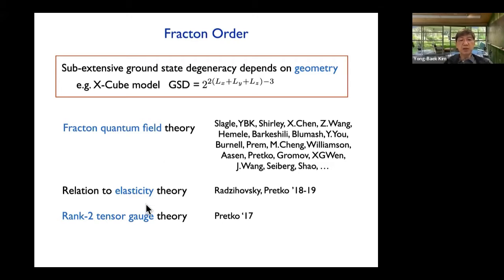There's also a relation to elasticity theory. It's mostly done by Leo Radzihovsky and collaborators. Basically, you try to map this elasticity theory to a fracton model. Then it turns out that topological defects in elasticity theory correspond to this fracton object. Another connection is to rank 2 tensor gauge theory, and this is the thing that I would like to elaborate more on in the rest of the talk. Okay.